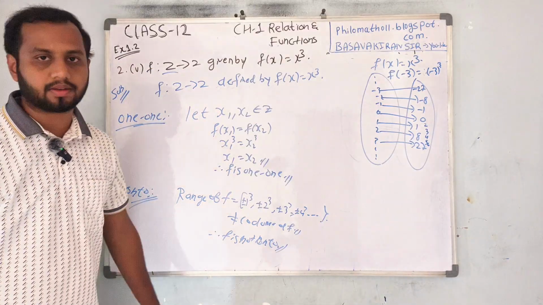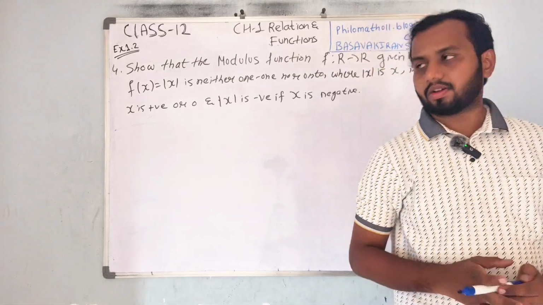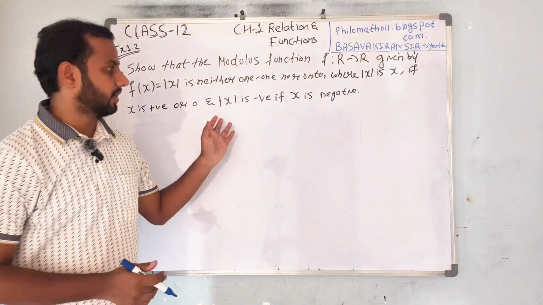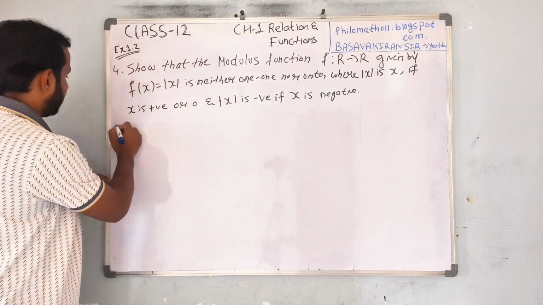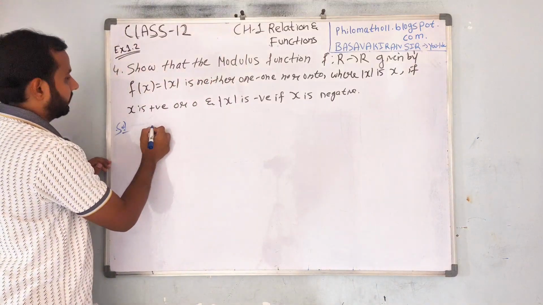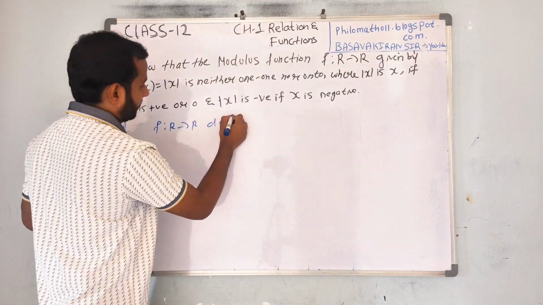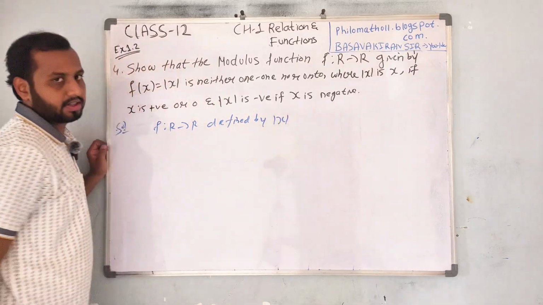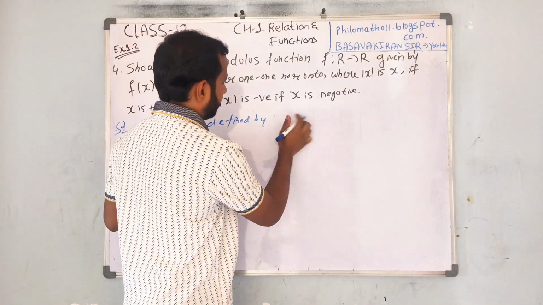This is the method. Next function is your modulus function. We need to check whether the modulus function is 1-1 or onto, or they may have given you to show that the function is not 1-1 or onto. Then we need to show it is not 1-1 and onto. Let us take an example. What is your modulus function? Given is f from R to R defined by mod x. What is the mod x function now? Mod x is f of x equals mod x.